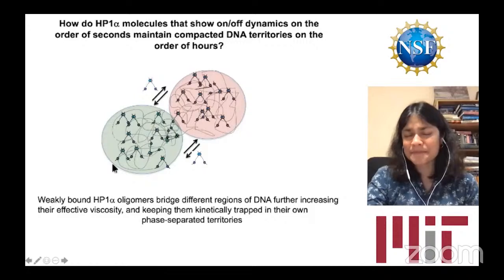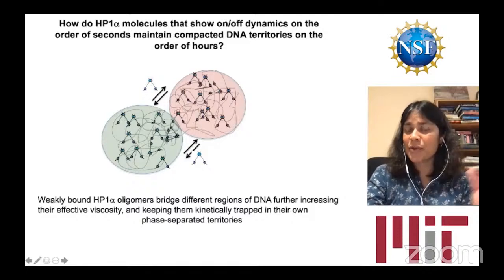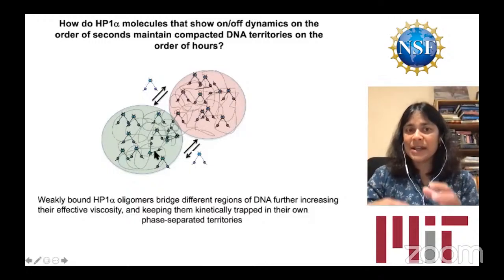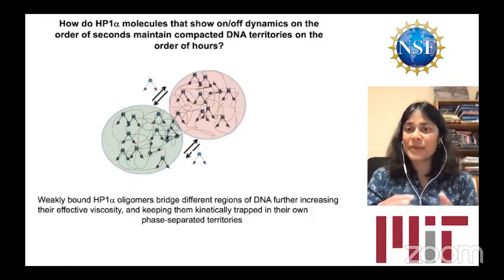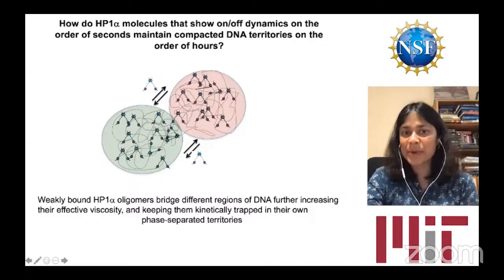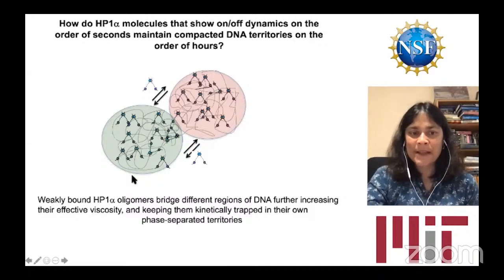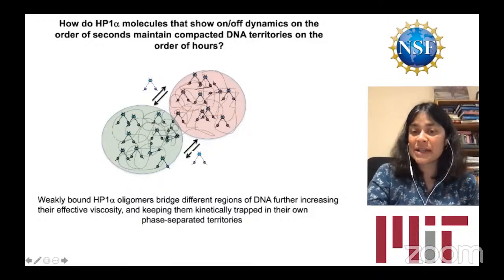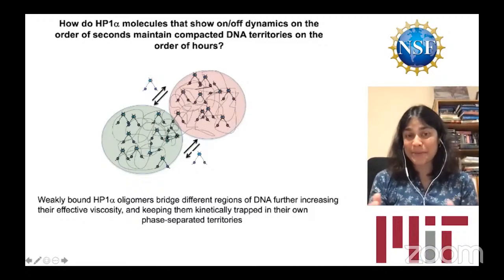So to think about this, you can imagine any individual HP1 molecule coming on and off on the order of seconds and exploring its surroundings and exchanging with the surroundings. But at any time, there will always be multiple HP1 molecules holding the DNA down and trapping it in a network of HP1 molecules so that the entire DNA molecule cannot readily sample a solution space around it. Okay? And so just to summarize, we think that weakly bound HP1 alpha oligomers bridge different regions of DNA, further increasing their effective viscosity and keeping them kinetically trapped in their own phase-separated territories.